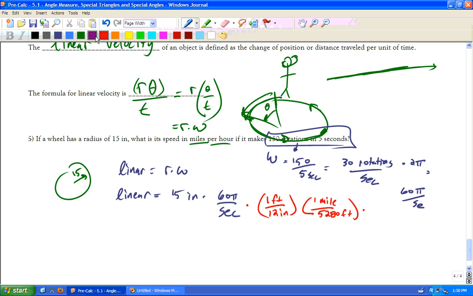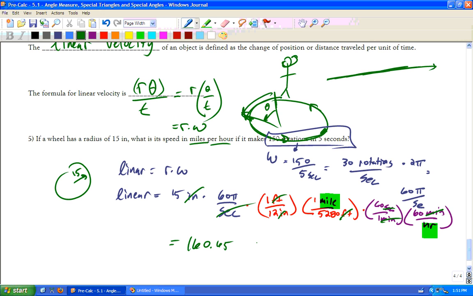Times. Now let's get rid of these seconds. We know that there are 60 seconds in every 1 minute, and we know that there are 60 minutes in every hour. In this case, we can see literally our units cancel. Inches are gone with inches. Feet are gone with feet. Seconds are gone with seconds. Minutes are gone with minutes. And what we're left with is miles per hour. When we multiply all those numbers out, we end up getting 160.65 miles per hour.